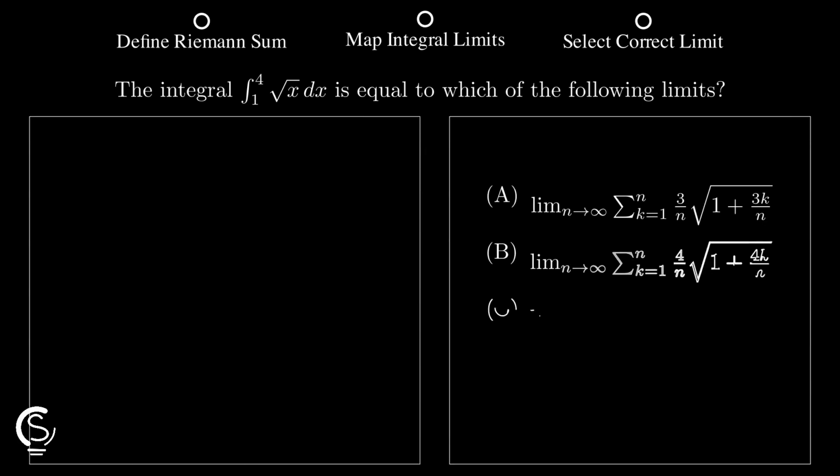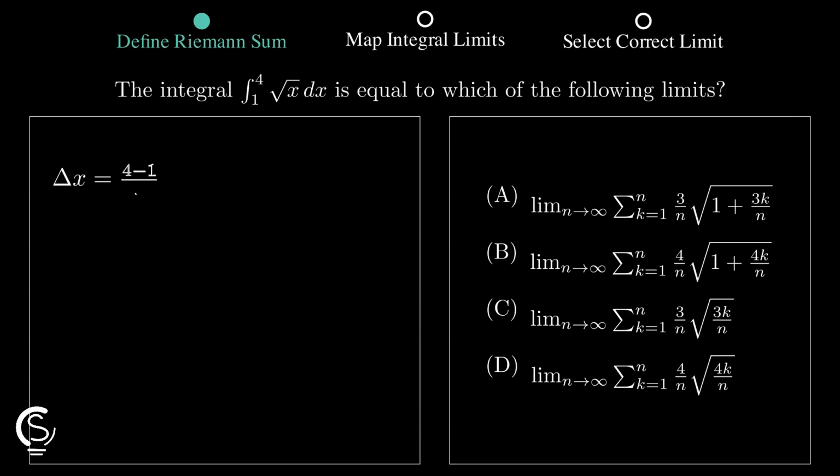The Riemann sum definition uses delta x equals b minus a over n. Here, a is 1 and b is 4, so delta x is 3 over n. You got this!